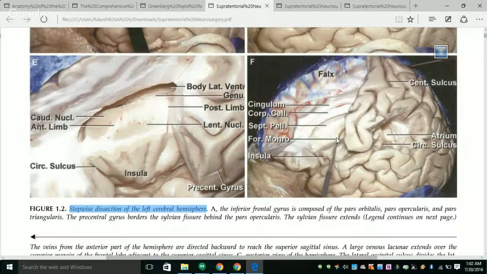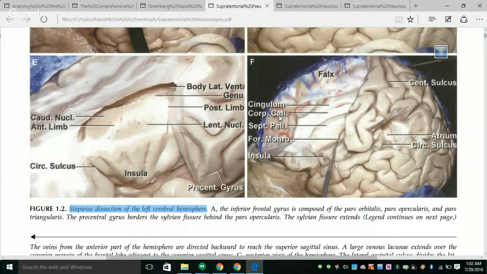So we have the atrium of the lateral ventricle, and superficial to it are the posterior margins of the insula and circular sulcus. So deep to the posterior margins of the insula and circular sulcus is the atrium of the lateral ventricle, its anterior edge. The pre and post-central gyri are located lateral to the body of the ventricle and the splenium of the corpus callosum.